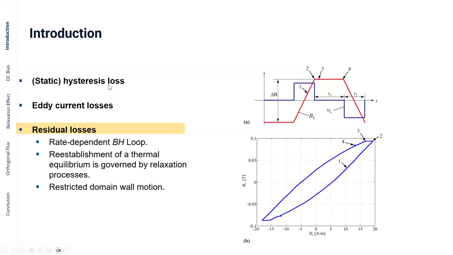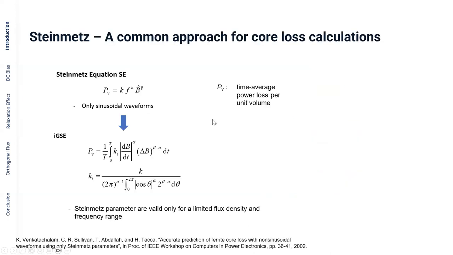So if you can describe all these 3 loss types, you basically have a perfect core loss model, but this is not so simple. What is commonly done to model core losses? A very famous equation most of you are probably aware of is the so-called Steinmetz equation.